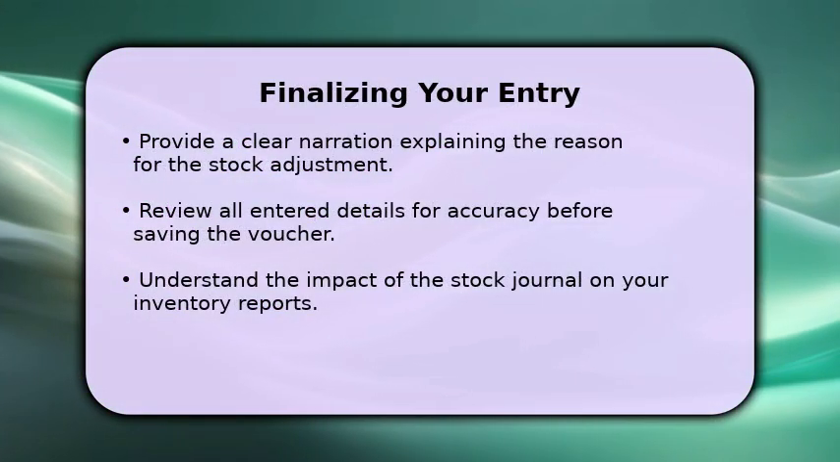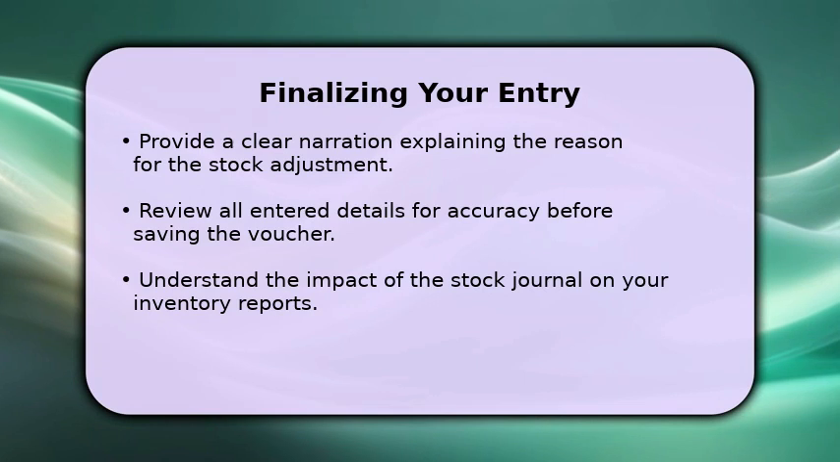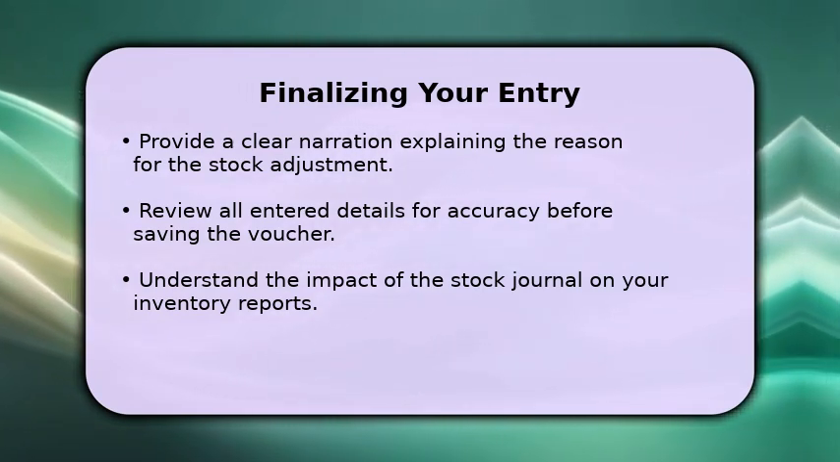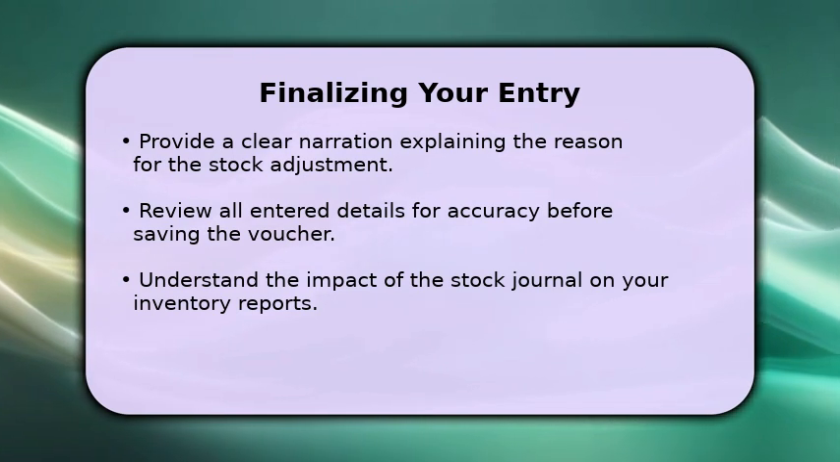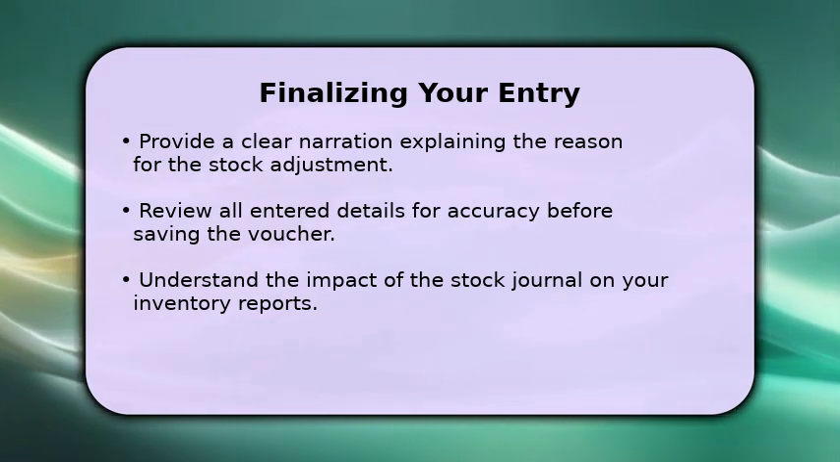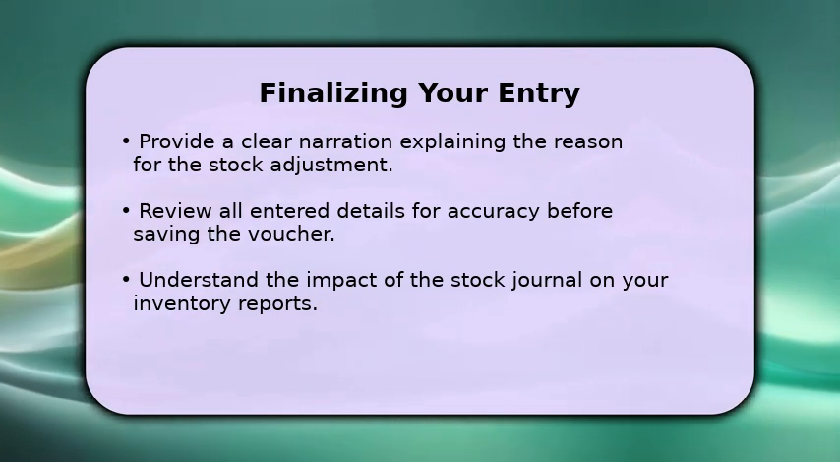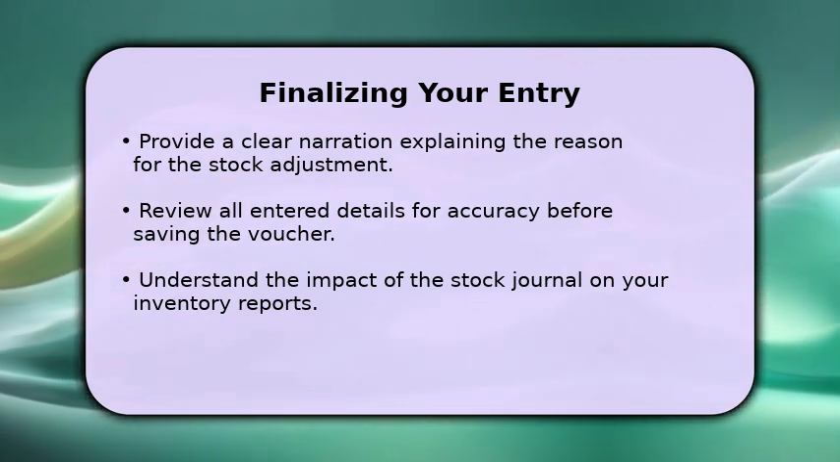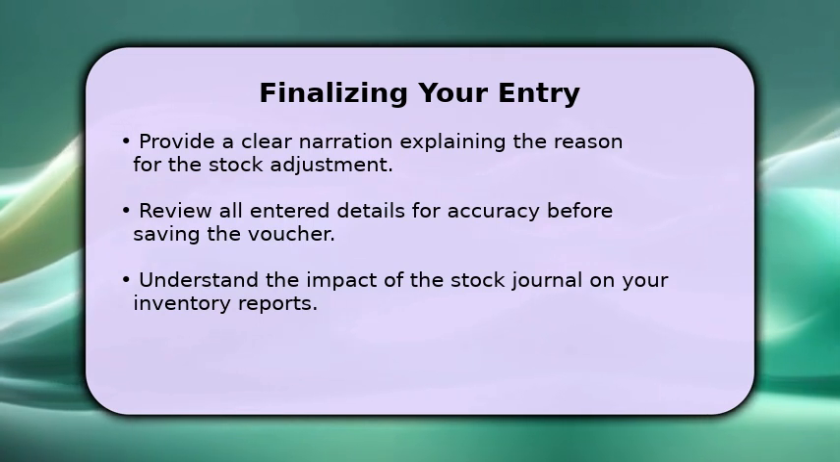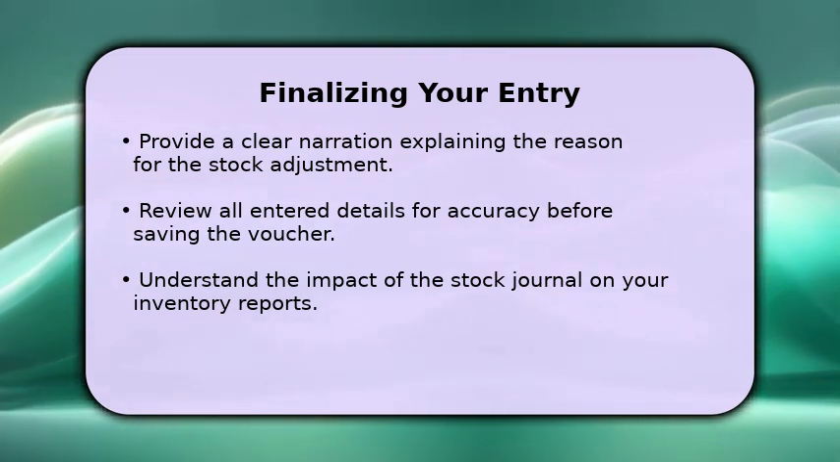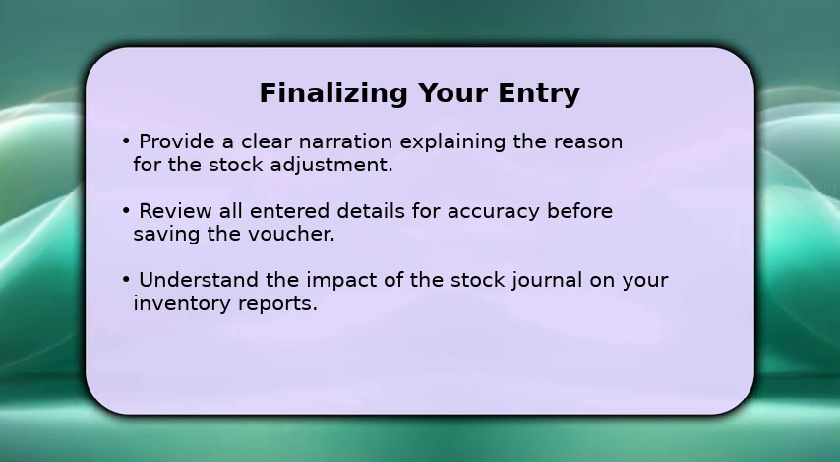Before saving, add a concise narration explaining the purpose of the stock journal entry. For instance, transfer of raw materials for batch number 123. This narration is crucial for future auditing and understanding. Take a moment to review all the details you've entered, ensuring everything is correct. Once satisfied, accept and save the voucher. This action will update your inventory and financial reports immediately.